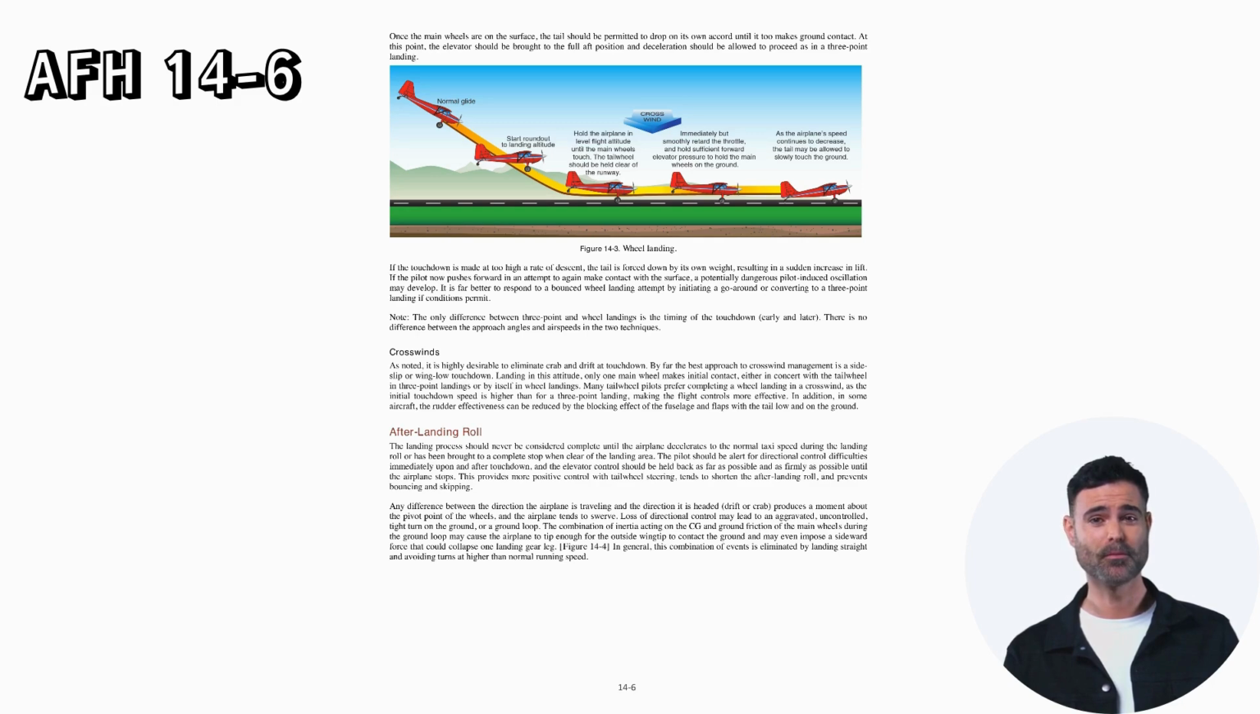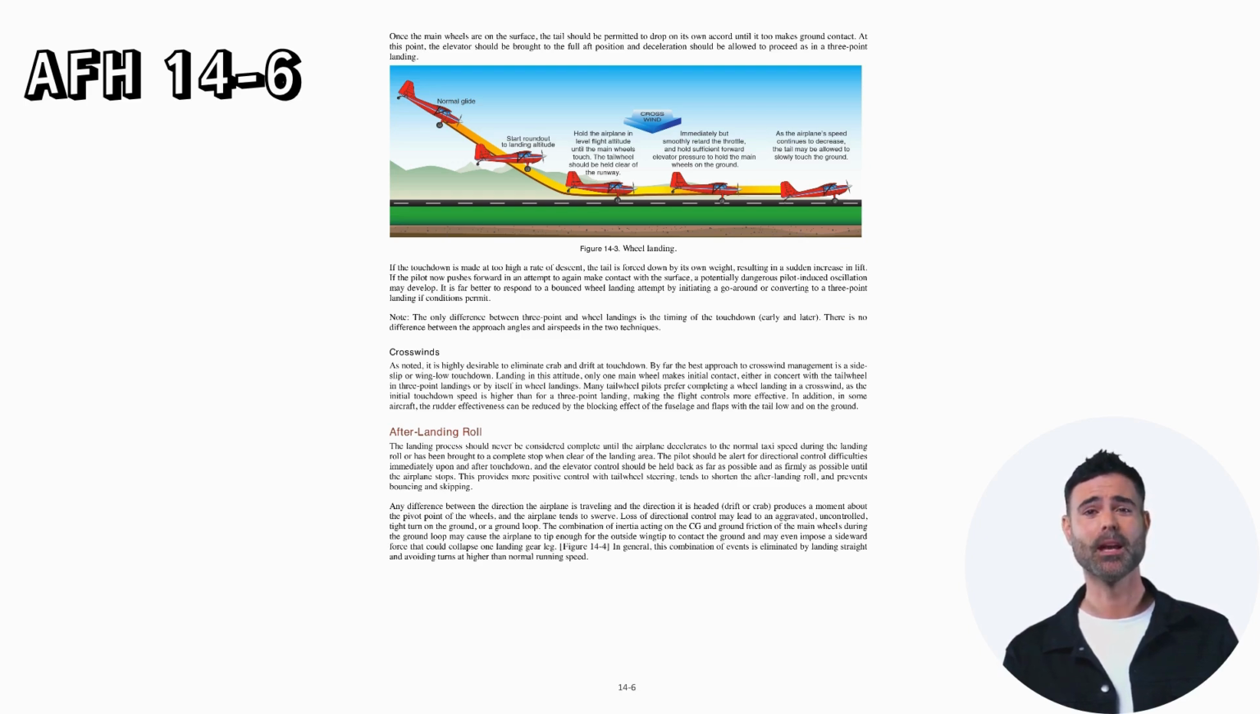After landing roll. The landing process should never be considered complete until the airplane decelerates to the normal taxi speed during the landing roll, or has been brought to a complete stop when clear of the landing area. The pilot should be alert for directional control difficulties immediately upon and after touchdown, and the elevator control should be held back as far as possible and as firmly as possible until the airplane stops. This provides more positive control with tailwheel steering, tends to shorten the after-landing roll, and prevents bouncing and skipping.